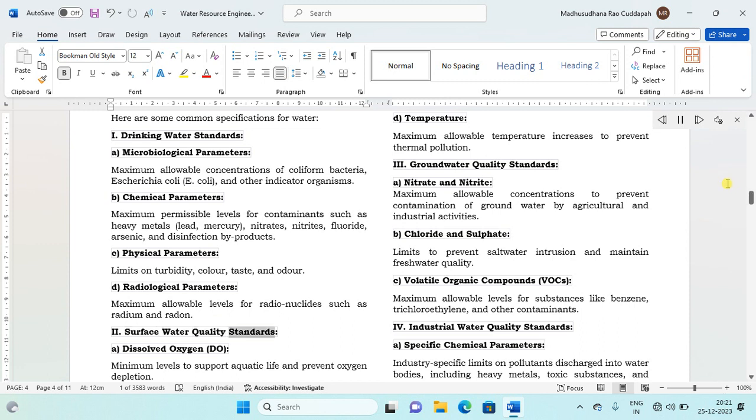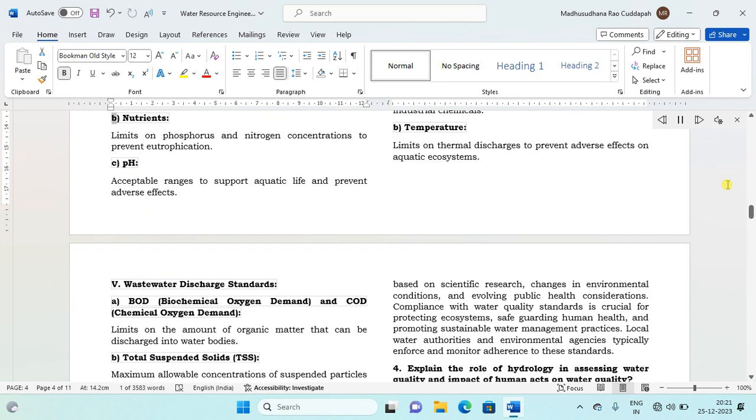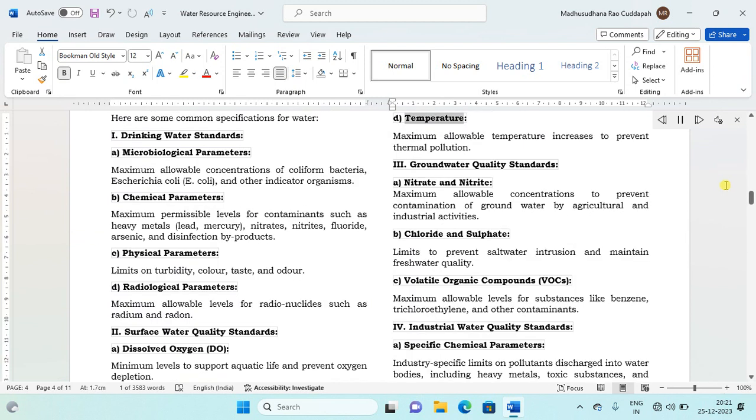2. Surface water quality standards. A. Dissolved oxygen (DO): minimum levels to support aquatic life and prevent oxygen depletion. B. Nutrients: limits on phosphorus and nitrogen concentrations to prevent eutrophication. C. pH: acceptable ranges to support aquatic life and prevent adverse effects. D. Temperature: maximum allowable temperature increases to prevent thermal pollution.